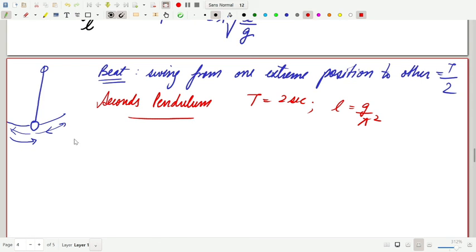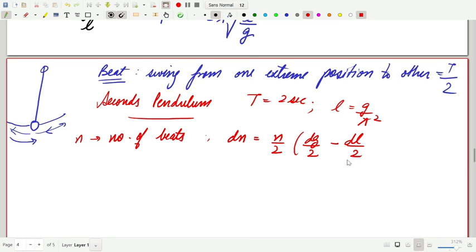Change in number of beats, where N is number of beats, we can derive a formula that dN is equal to N by 2 into dg over g minus dL over L. If we need only a single quantity out of gravity and length, take one, assume the other to be 0.